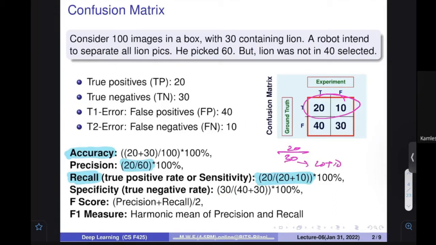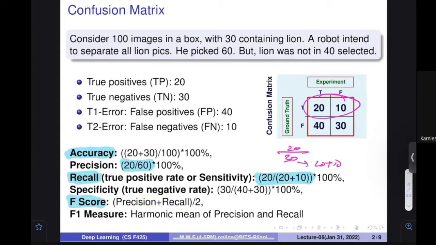Sometimes when you define your system, you have to specify all these values, and specifying all these values and then getting any kind of sense sometimes becomes very difficult. So people want to combine these things, and there is a notion called F score. F score says that if you combine the precision and recall, you take these two values and take the average of these quantities, it is called the F score.